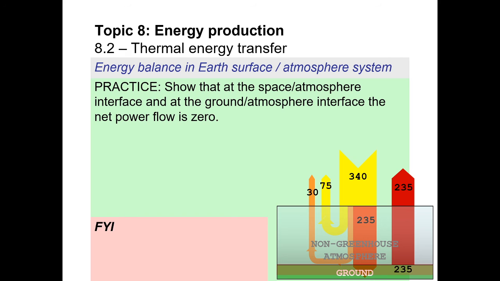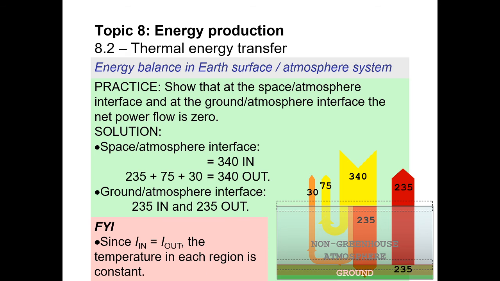Show that at the space/atmosphere interface and at the ground/atmosphere interface, the net power flow is 0. Well, I just discussed that. If you take 340 that's coming in, and you subtract 235, and you subtract 75, and then 30, you'll hit 0. So at this space-atmosphere interface, the net power flow is 0. And at the ground-atmosphere interface, we've got 235 joules coming in, 235 joules coming out, so it's a perfect system here. Now, in reality, this is not how it's going to work. You do also have the greenhouse gases, which will prevent some of this radiation from escaping, and potentially even these points as well. For these slides, let me actually just put up the rest of this.